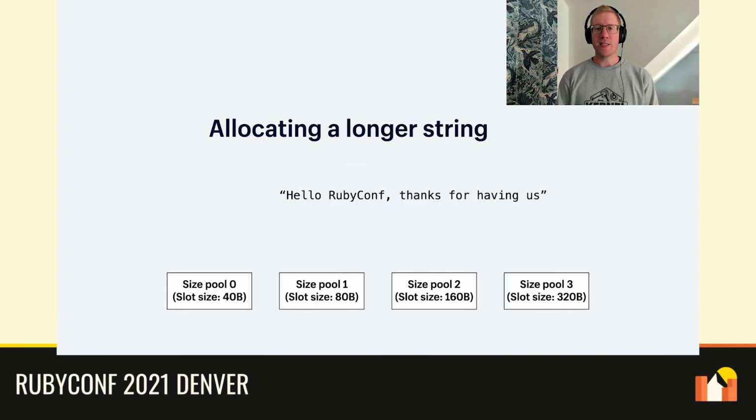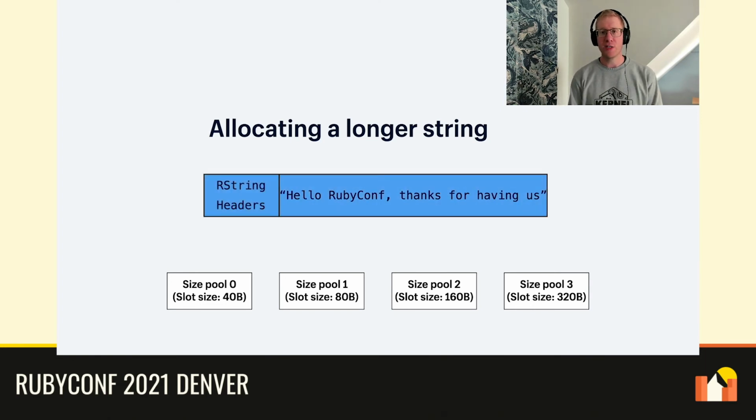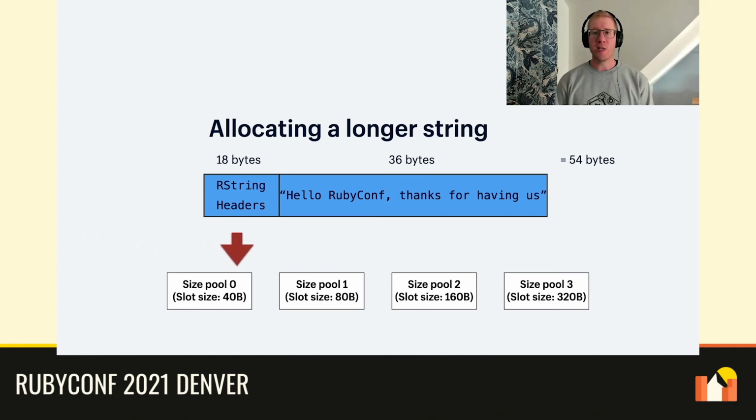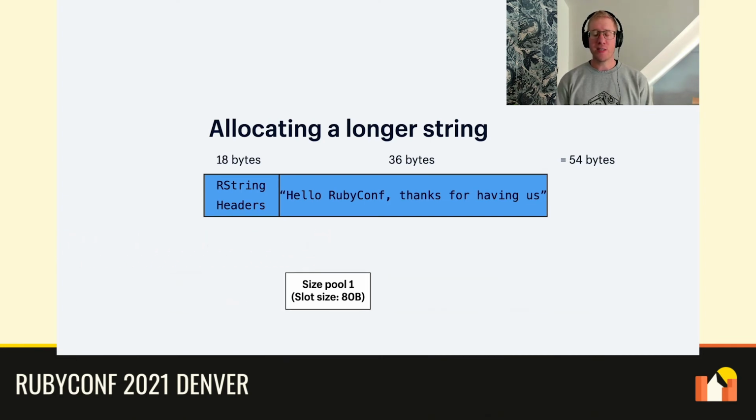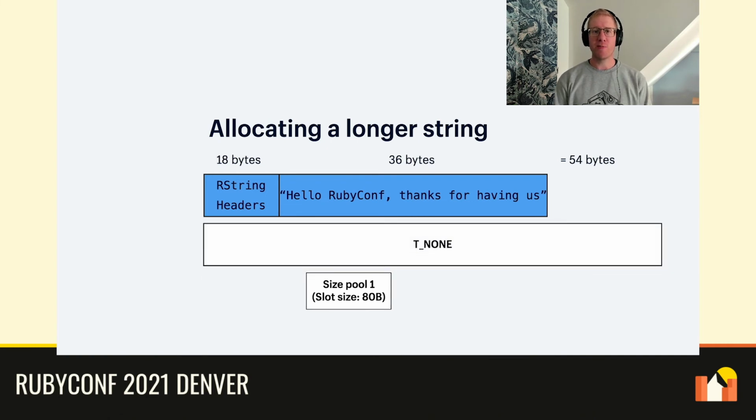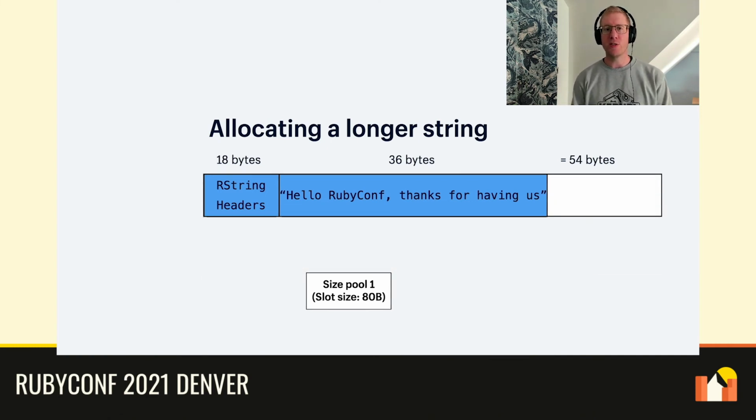Now let's look at allocating our longer example string. Remember that before variable width allocation, this string was too long to be embedded, so the contents were allocated externally using malloc. Now, this string can also be embedded. The string contents are 36 bytes, and the headers are 18 bytes, so this string requires a total of 54 bytes. The second size pool is the smallest pool into which this string fits, as it has a slot size of 80 bytes. So we allocate into a free slot from this pool, and 26 bytes go unused at the end of the slot.